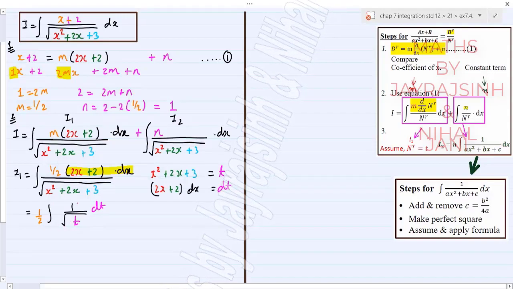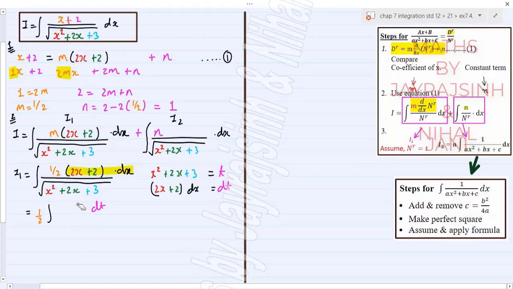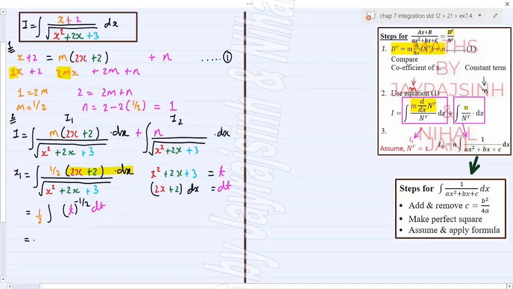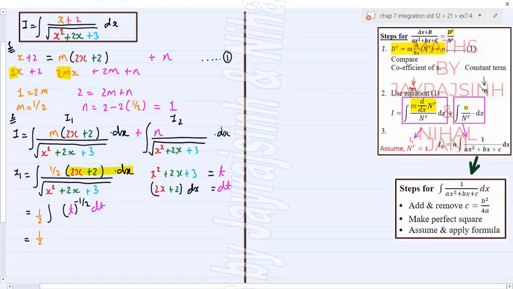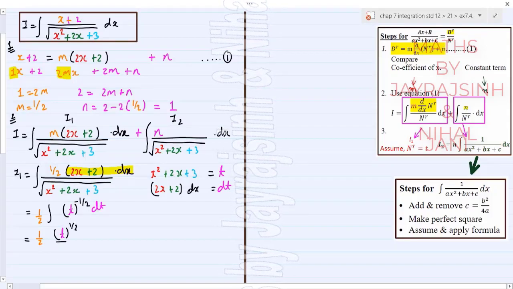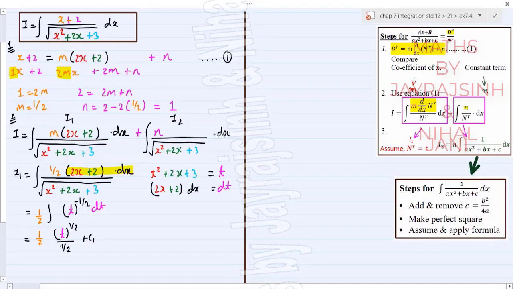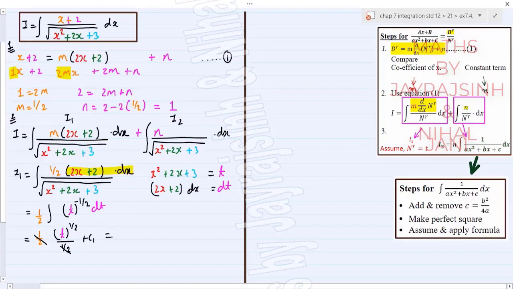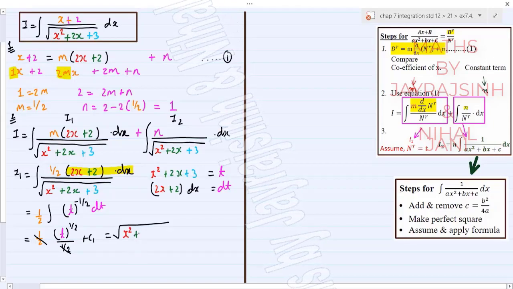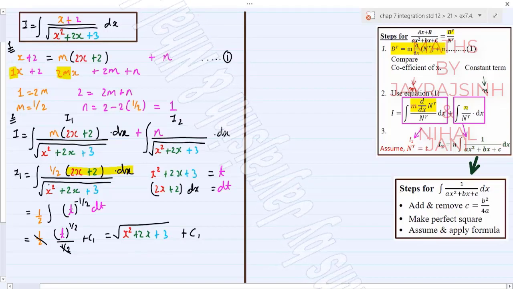So here we just have to integrate 1 upon root t, or we can say t raised to minus 1 by 2. So here 1 by 2 is as it is. Integration of t raised to minus 1 by 2 is simply t raised to 1 by 2 upon 1 by 2 plus c1. So here 1 by 2 will cancel out. Under root of t, or we can say under root of x square plus 2x plus 3 plus c1 is your I1.